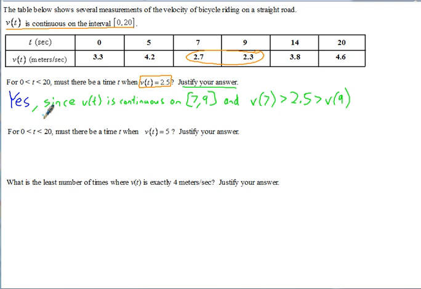And then the last thing you can mention is the theorem that you're using, by the intermediate value theorem, which you can abbreviate as IVT.